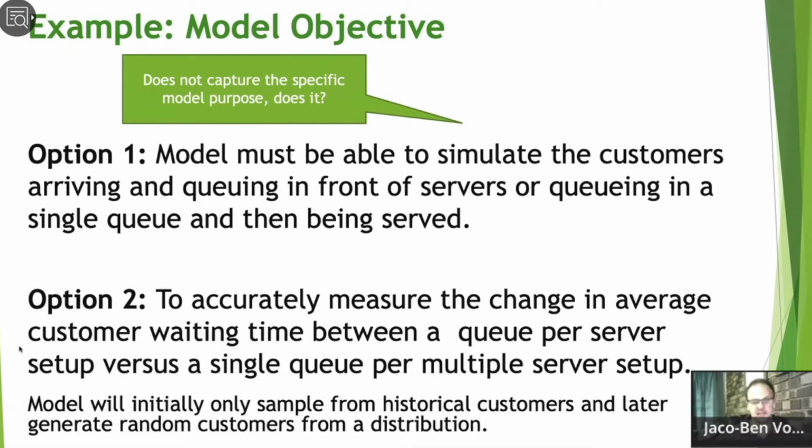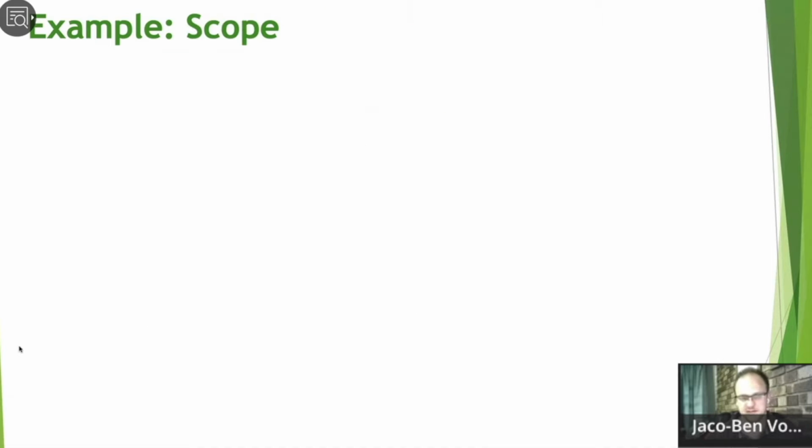Okay. And additionally, what I typically add into the model objectives is a little bit of a phased approach, especially if you're working with a big model. I've oversimplified it for this example, but we're going to do the same. So I'm saying here the model will initially only sample from historical customer data, and later we're going to generate random customer data. So I'm having a simpler objective to start with: we're only going to sample from historical data, and later on we're going to generate our own data.